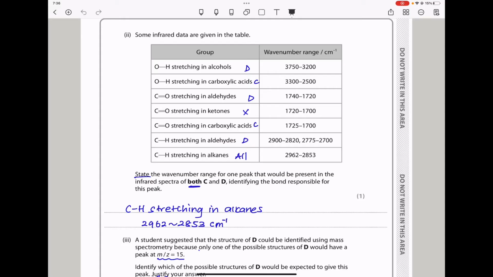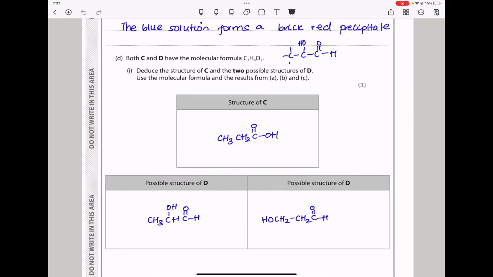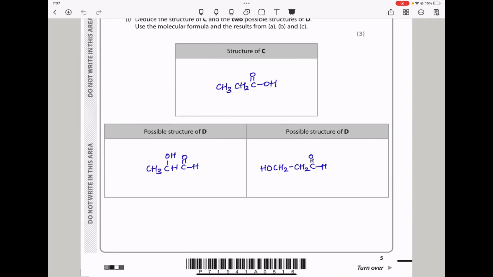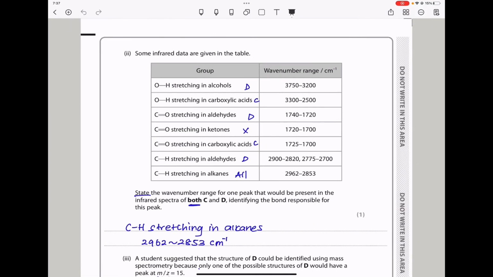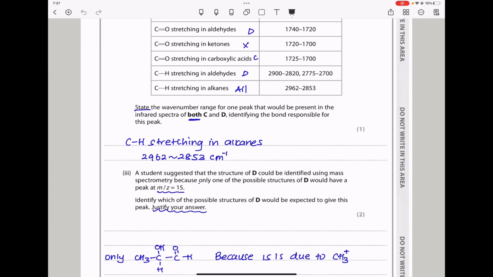But this is going to be present in the different compounds, like you see D, C, D, C, D. But carbon hydrogen for alkane is going to be present in both because they have the carbon and hydrogen bonds you can see here. In this part, the carbon and hydrogens are going to show up as carbon hydrogen alkanes in both. So this is what I wrote here, CH stretching in alkanes, and this is going to be the range.